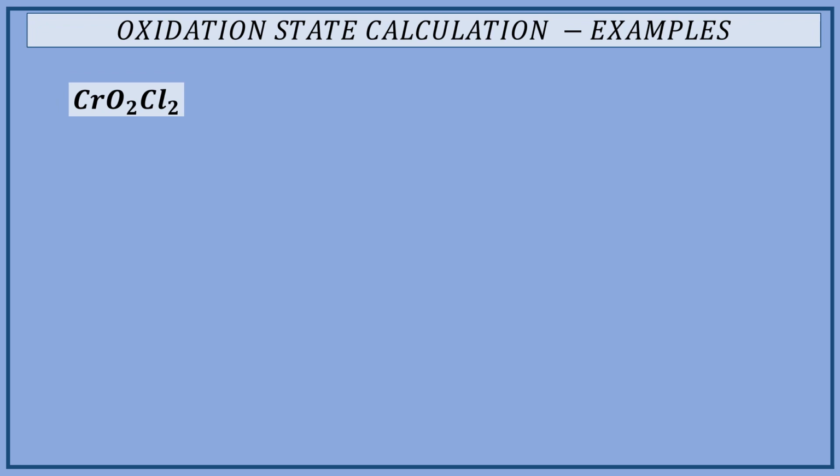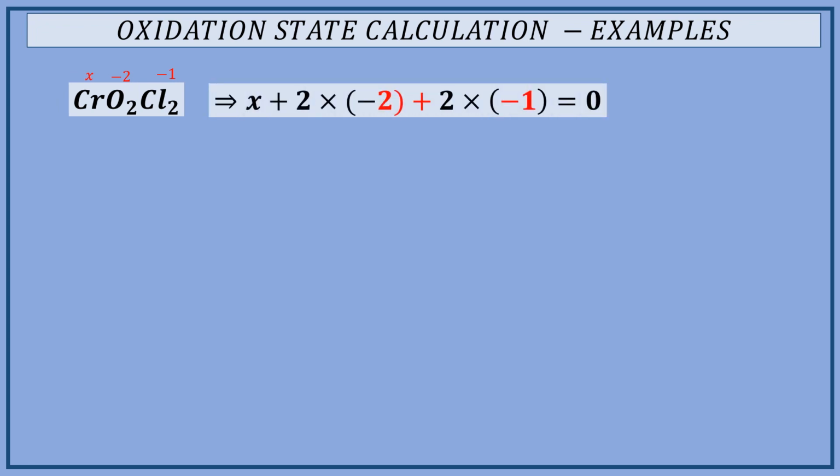Here we will calculate the oxidation state of chromium. Let us assume it as X. Oxidation state of oxygen is -2, and for chlorine, as a halogen, it is -1 generally. Now we will write the equation as X plus 2 times -2 plus 2 times -1 equal to 0. On solving for X, we will get +6, which is the oxidation state of chromium. Okay, so let us move on to our next example.